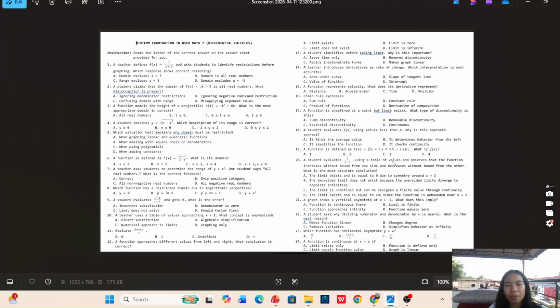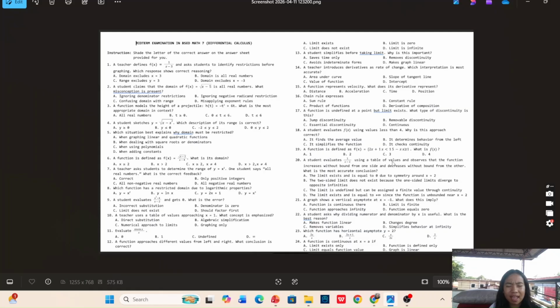Today, I am going to review our midterm examination in differential calculus to see the right answers and the right solutions for each of the items. This is a multiple choice examination, and the first question goes like this.